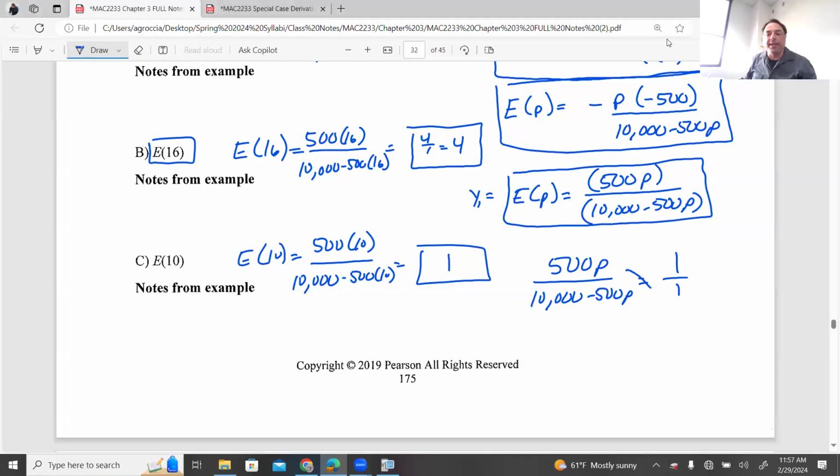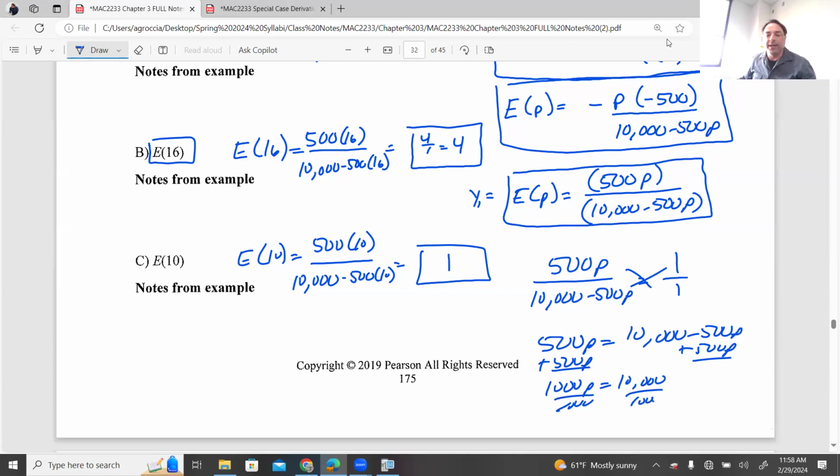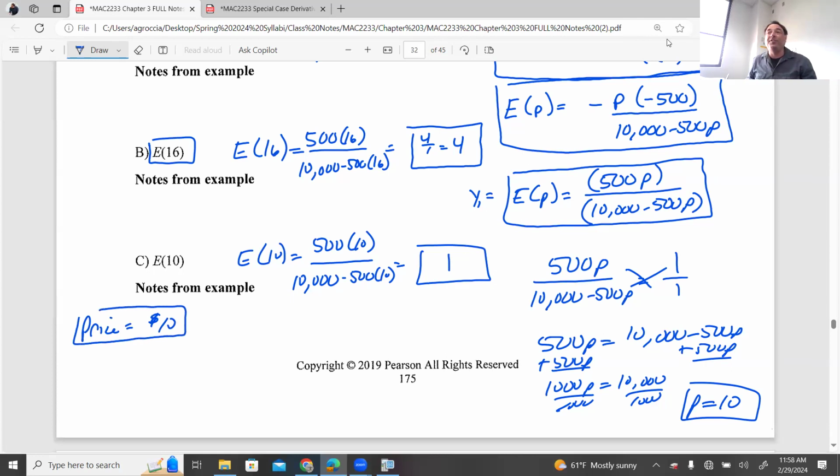So if we cross multiply here, this would be 500p equals 10,000 minus 500p, add 500p, add 500p. You get 1,000p equals 10,000. Divide by 1,000, divide by 1,000, P equals 10. Now, we're not going to stop here because, yes, you just found out what is the best price per phone charger. What is it? Perfect.